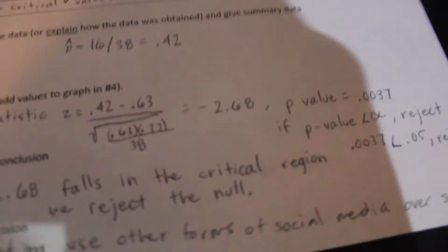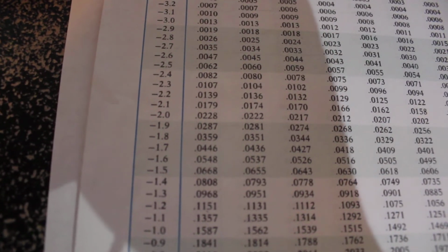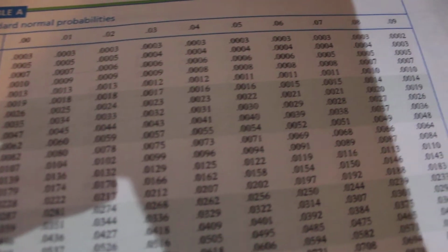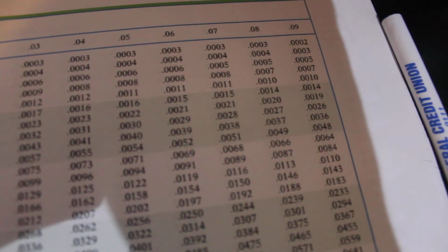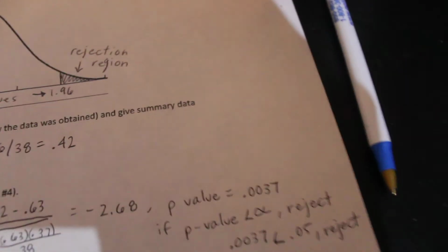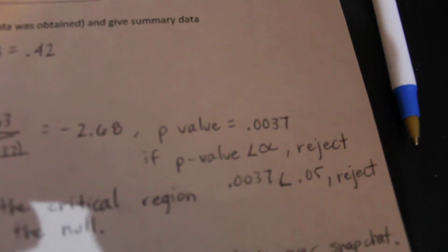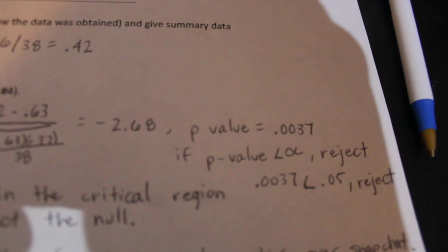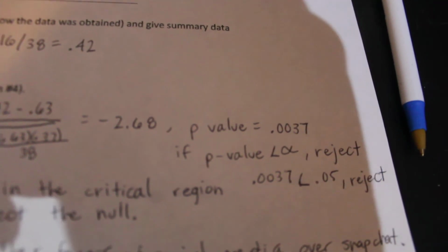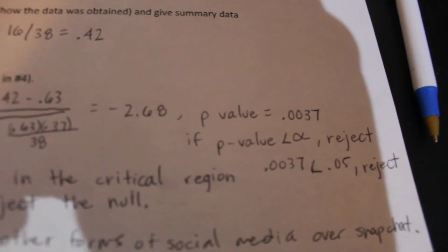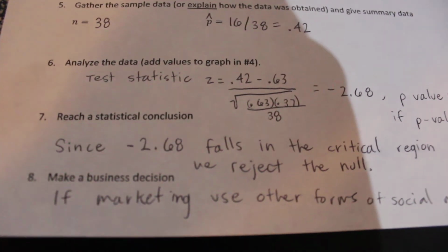To find our p-value, again, we'll be looking at our z-table, and you go directly to negative 2.6, follow that down here, which will give us 0.0037 in the center there. Moving back over here, that's our p-value, 0.0037. If the p-value is less than the alpha, it will be rejected. In this case, the 0.05 does happen to be greater than our 0.0037, so we will be rejecting our null.